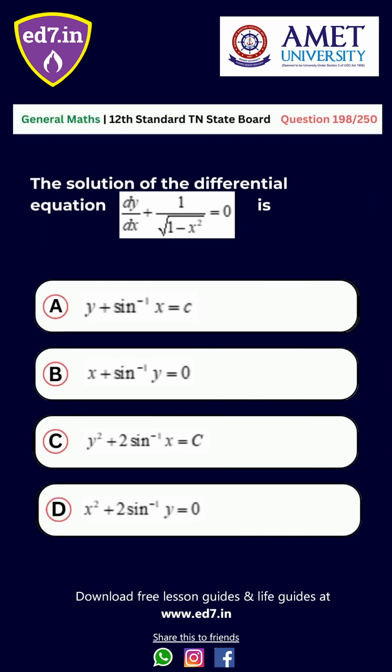Question number 198. The solution of the differential equation dy/dx + 1/√(1 - x²) = 0 is: Option A, y + sin⁻¹x = c. Option B, x + sin⁻¹y = 0. Option C, y² + 2 sin⁻¹x = c. Option D, x² + 2 sin⁻¹y = 0. The correct option is option A, y + sin⁻¹x = c.